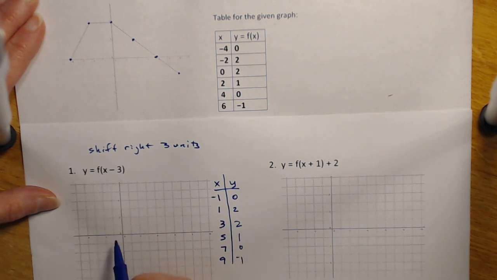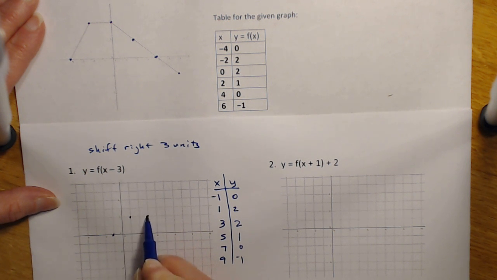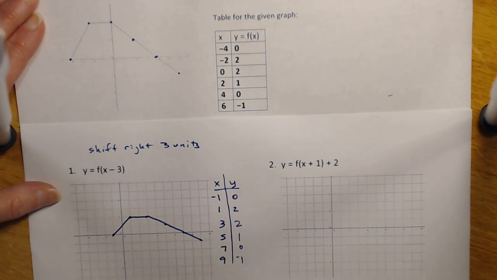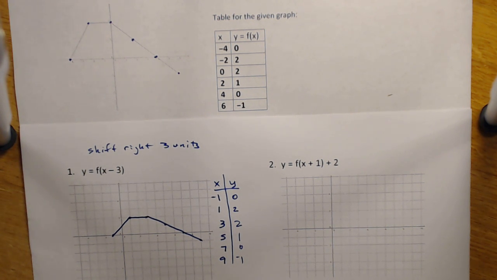Once we have those points, we just have to graph those: negative 1, 0; 1, 2; 3, 2; 5, 1; 7, 0; and 9, negative 1. The original is all connected with straight lines, so a similar thing will happen here. You should be able to see that it just moved everything right 3 units. But again, I'd like to use the table.